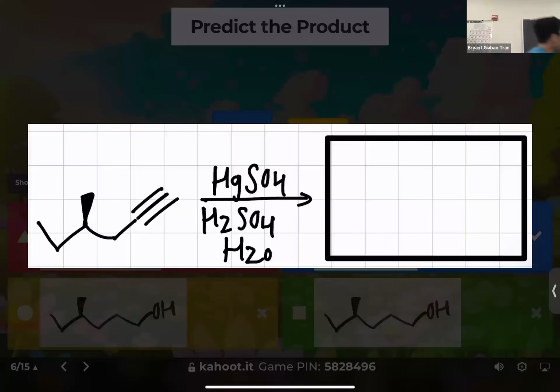So for this reaction here, when you see HgSO4, H2SO4, water, this is a hydration reaction of alkyne. This is going to be Markovnikov, right? When you see Hg, think of oxymercuration, demercuration in the alkene chapter, right? That adds alcohol on the more substituted side. This carbon here is the more substituted side, so let's add an alcohol right there. So we have an alcohol here on the more substituted side where that triple bond becomes a double bond here.